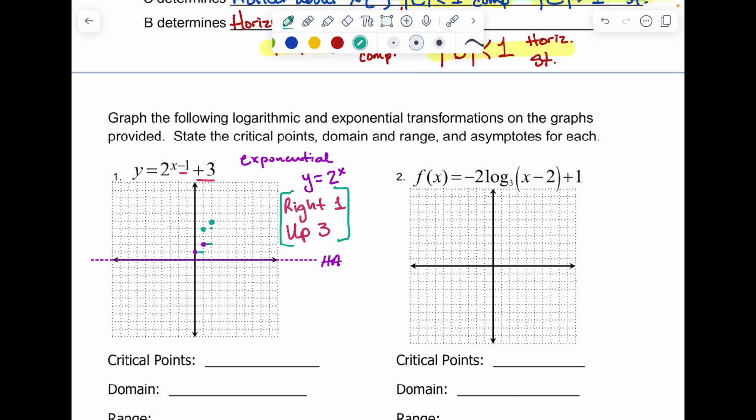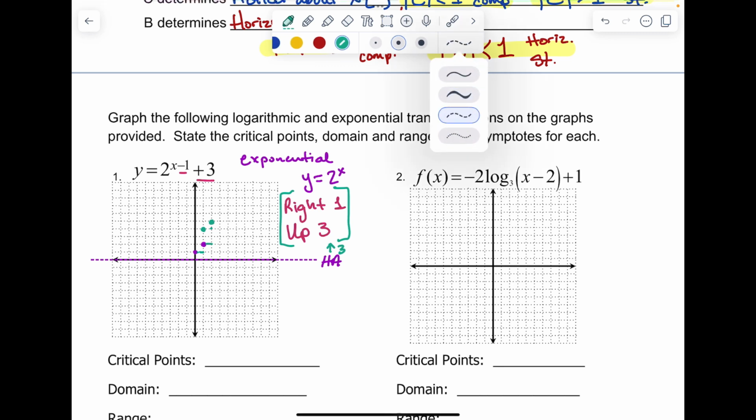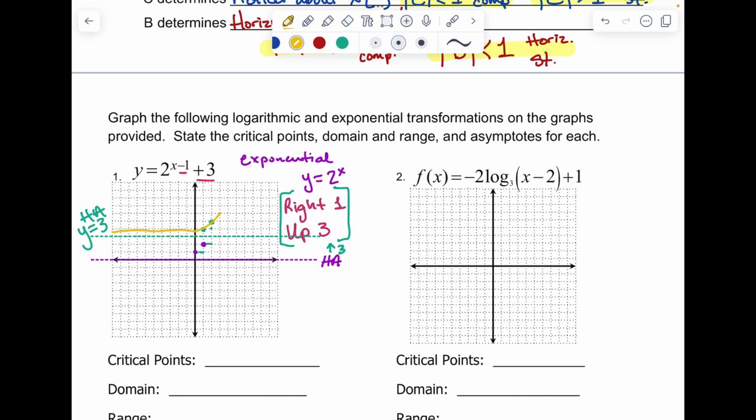And my horizontal asymptote goes left and right forever, so the right 1 doesn't really affect anything, but it is going to go up 3 also, and it will now be located right below those new points. It will be located at y equals 3. Let me write that a little nicer. That's our horizontal asymptote. And then we would just graph it by creating that line that goes through there and smoothly starts to curve up.